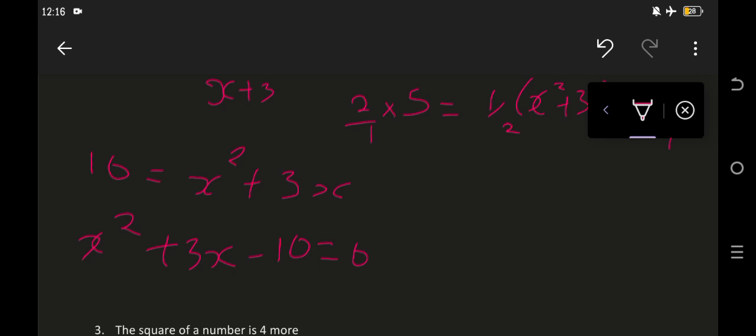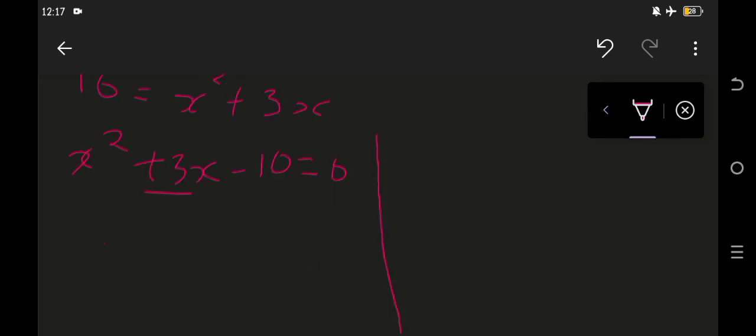So you have to find numbers such that the sum is 3 and the product is negative 10. If we look at that, you're going to have negative 2 and positive 5. If you do not know how to do this, you can go to my past videos on quadratic equations and expressions, and you will see how you'll be able to find these two values.